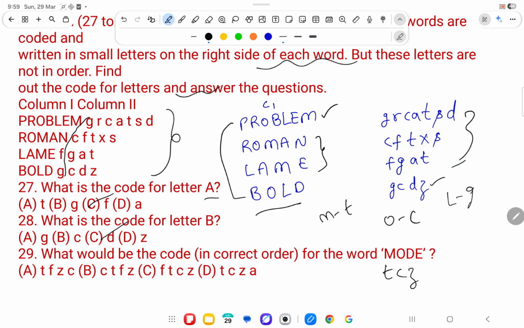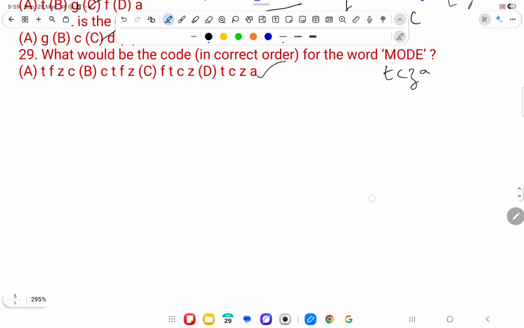Then E is for PROBLEM and LAME. So E is repeated in first and third. Along with that, L is repeated, M is repeated. L already coded, M already coded. Other than TG, A is already coded. A is for F. Now E is for A. So TCZA. Sometimes it is not in a straight order. It will be zigzag again. We need to find it.